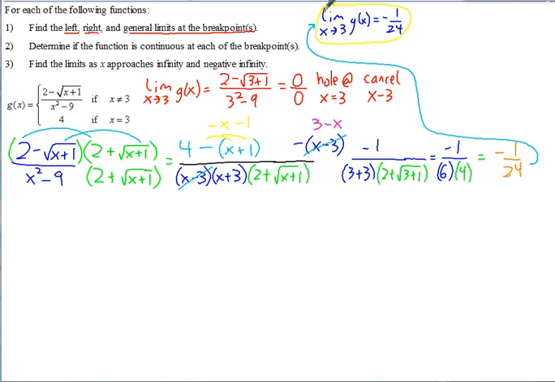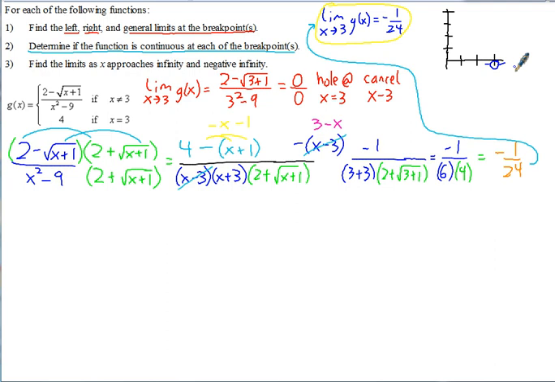Now let's see what this looks like graphically to see if it's continuous or not, because that's what we're asked about next. In the second part it says determine if the function is continuous at each of the breakpoints. So the breakpoint here is 3, so let's figure out if it's continuous or not. Well, let's sketch a little graph so we can see what's happening. So over here at 3, we just figured out the general limit is negative 1/24. And we know there's a hole there. So a little bit below 0, we've got a hole, the function's approaching that from both sides.